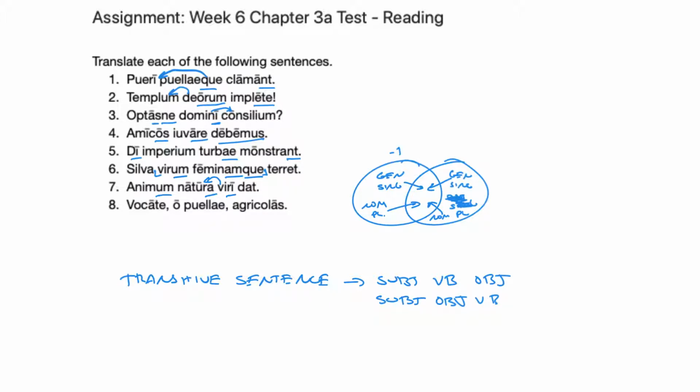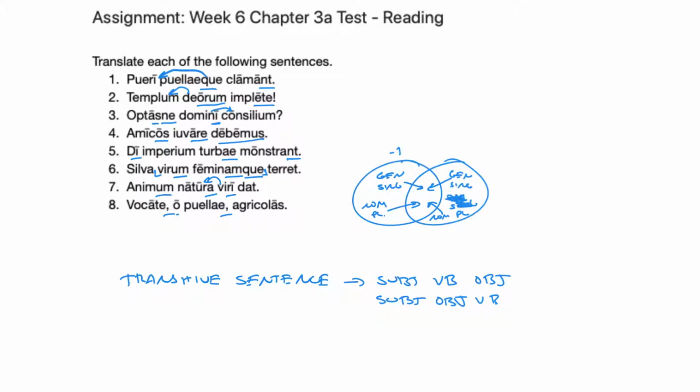All right, finally, number 8, all right, vocate, o puellae, agricolas. Now, note the commas, all right, and the O. Anytime you have a noun set off by commas with an O, it's going to be vocative. Vocative is the case of direct address. So the puellae are being addressed directly. You don't have to, but it's oftentimes easier in English to translate the vocative at the beginning of the sentence.